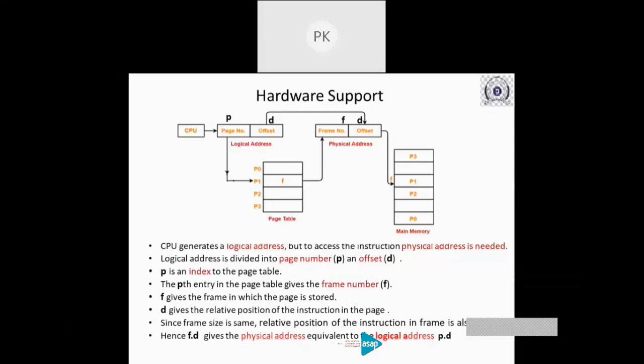Offset gives the position within the page where the instruction could be found, because the CPU generated a logical address for an instruction or data. Offset gives where within the particular page this instruction or data could be found. It is nothing but the relative position of the instruction or data in that page. Since the size of the page is equal to the size of the frame, the relative position of the instruction in the page will be the same as that of the instruction in the frame.